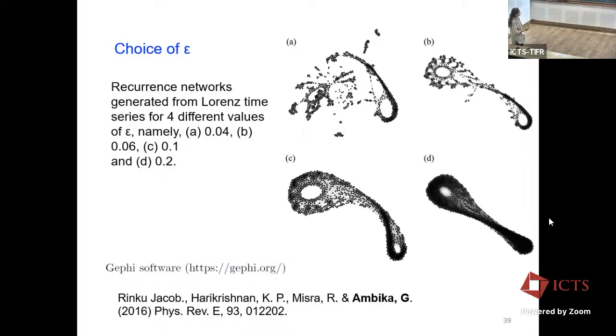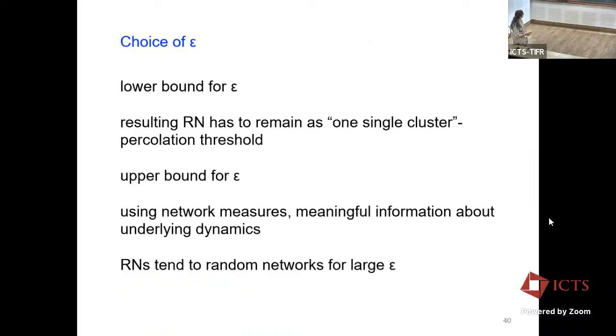But again, the choice of epsilon is very crucial here, because what you want is all the points on the trajectory to form a single network. So in the context of networks, you say it's the percolation threshold. If you have a lower value, then you won't get it, they will not be connected. So you go on increasing until you find that all of them are connected. But if you go for higher values, it becomes randomly connected, which we don't want. So basically, you have to fix a lower bound for epsilon and an upper bound for epsilon.